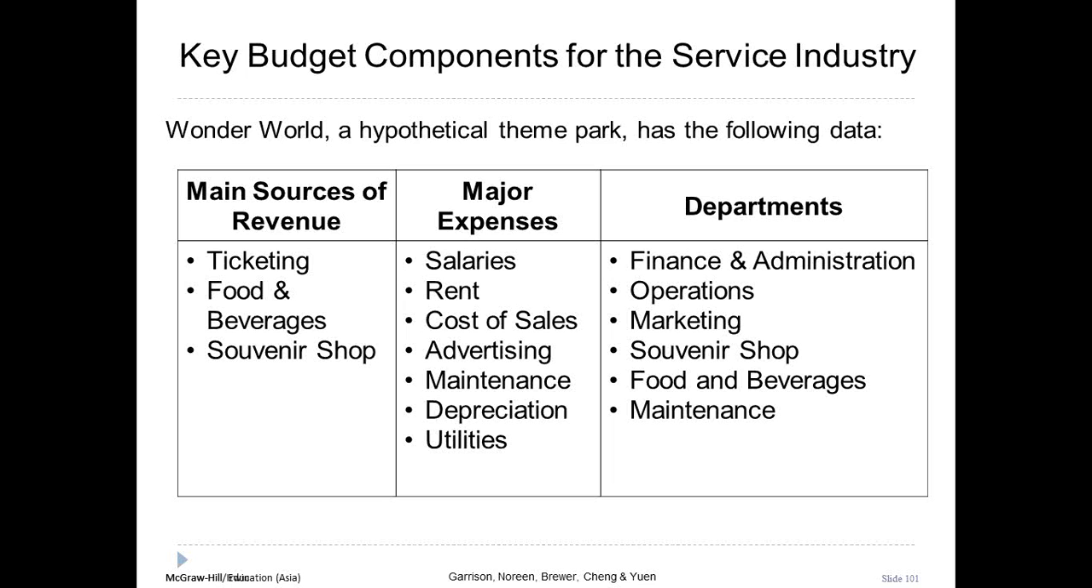Wonder World is a very profitable company. Wonder World has three main sources of revenue: ticketing, food and beverages, and the souvenir shop. For expenses, the major ones are salaries, rent, and cost of sales for selling food and beverages and souvenir items. Wonder World has a number of departments: finance and admin, operations, marketing, souvenir shop, food and beverage, and maintenance. Each department head provides input on his or her area of responsibility for the company's annual budget.